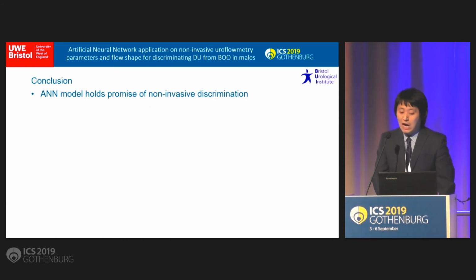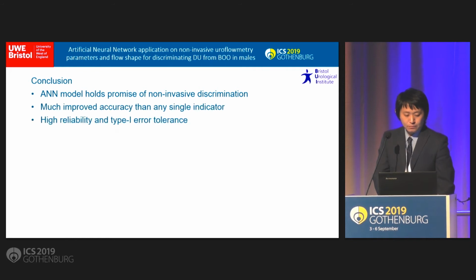So for our conclusion, we think the artificial neural network holds the promise for the non-invasive discrimination. Also, it has much improved accuracy compared to any other single indicator. And also it has high reliability and type 1 error tolerance.